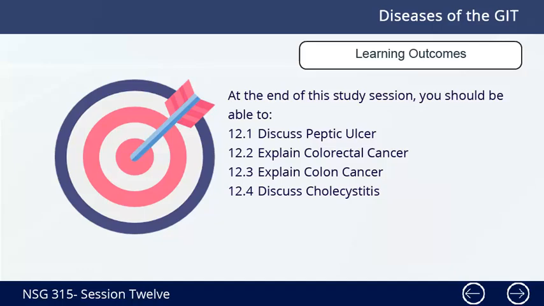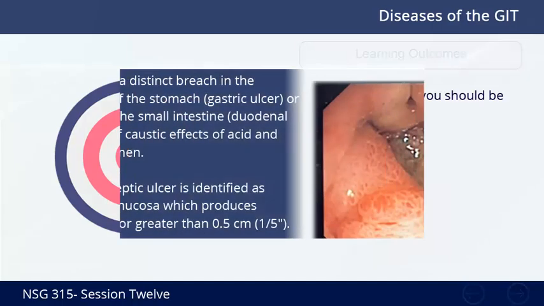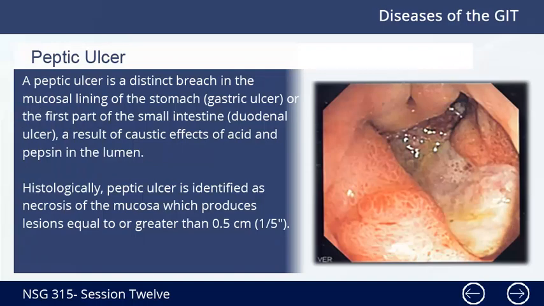Learning outcomes for this study session include, at the end of the study session, you should be able to: 1. Discuss peptic ulcer, 2. Explain colorectal cancer, 3. Explain colon cancer, and 4. Discuss cholecystitis.